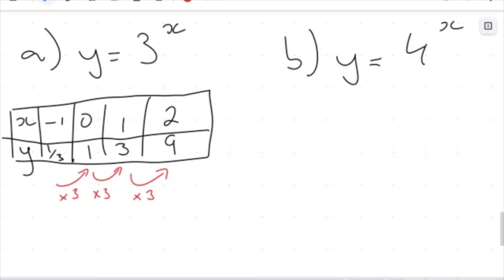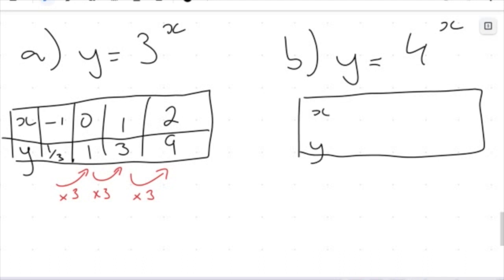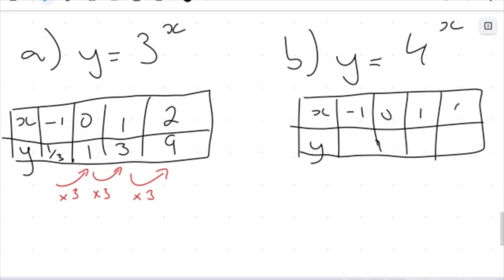So that's an interesting coincidence, but let's see what happens with 4 to the power of x here. So we have x, we have y, and I'll use those same points here, -1, 0, 1, and 2. Subbing in x equals -1 gives us 4 to the power of -1, which gives me 1 over 4, 1 quarter I should say. And 4 to the power of 0, anything to the power of 0 always gives me 1. 4 to the power of 1 gives me 4. 4 to the power of 2 gives me 16.